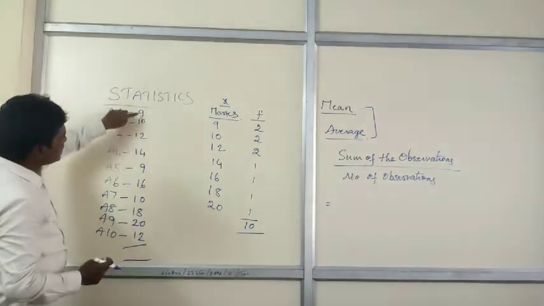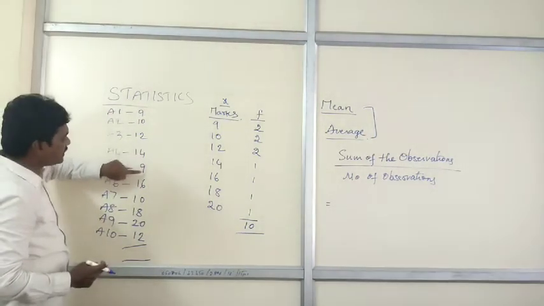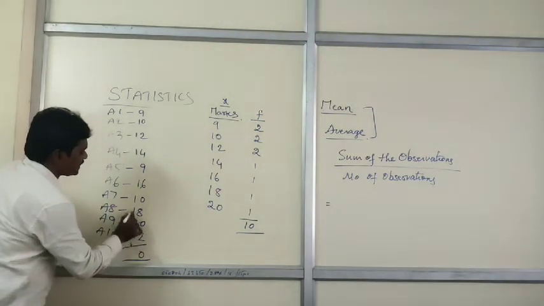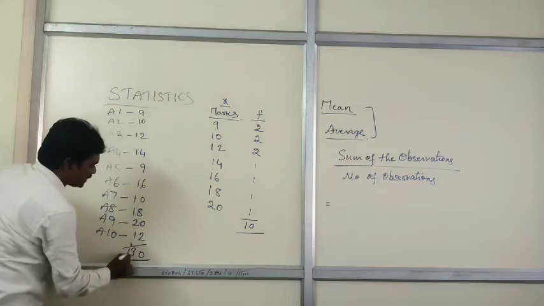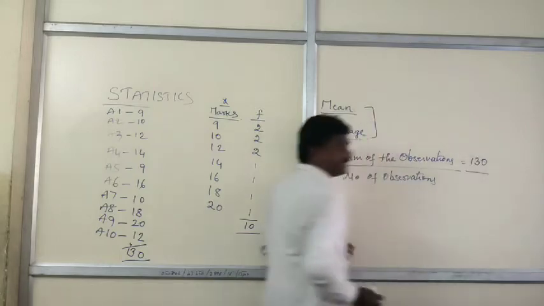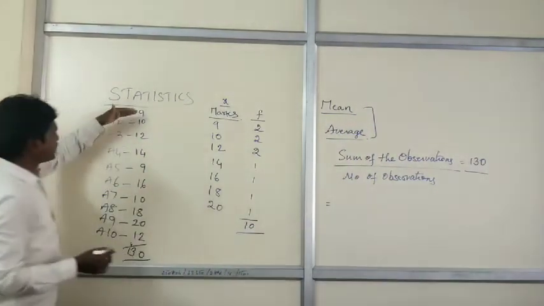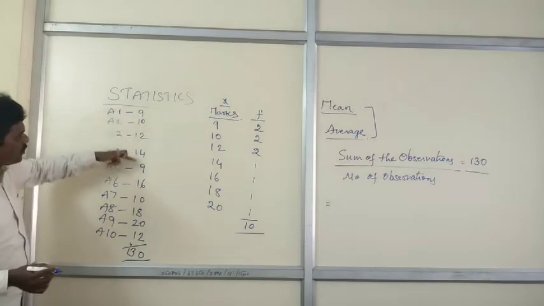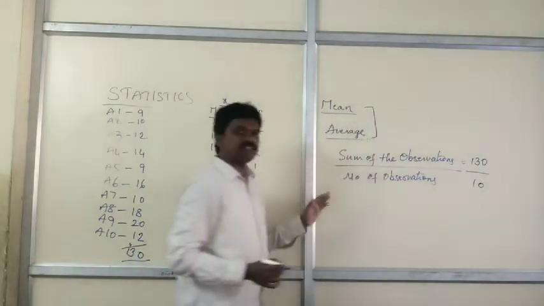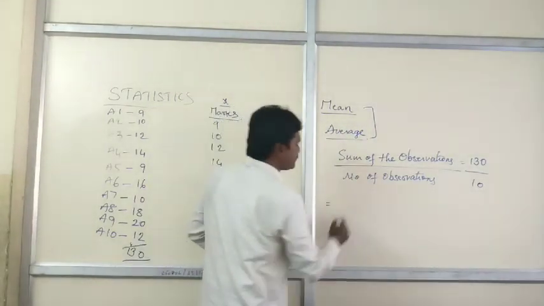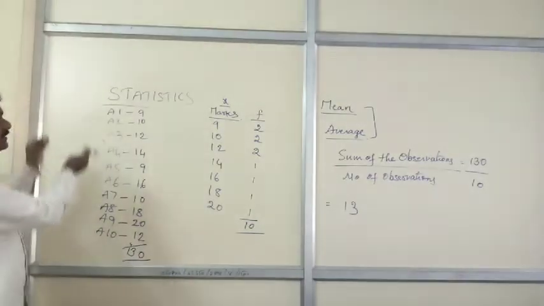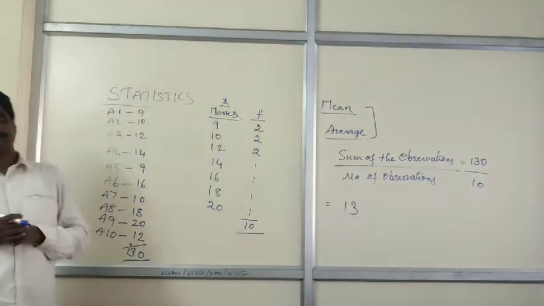If you add all these, the total is 130. Sum of observations is equal to 130, divided by the number of observations. How many observations? 1, 2, 3, 4, 5, 6, 7, 8, 9, 10. There are 10 observations. So, sum of observations by number of observations, 130 by 10, that is 13, is the average mark of this particular data that is given.